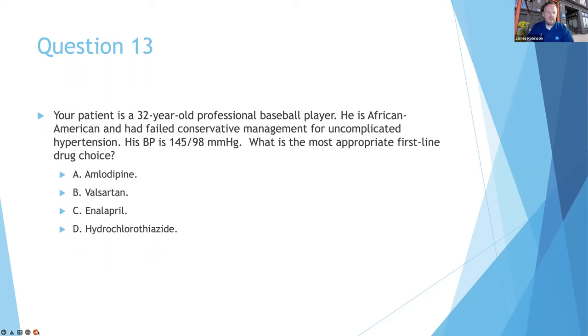Question 13. Your patient is a 32-year-old professional baseball player. He is African-American and has failed conservative management for uncomplicated hypertension. His blood pressure is 145 over 98. What is the most appropriate first-line drug choice? A, amlodipine, B, valsartan, C, enalapril, D, hydrochlorothiazide.